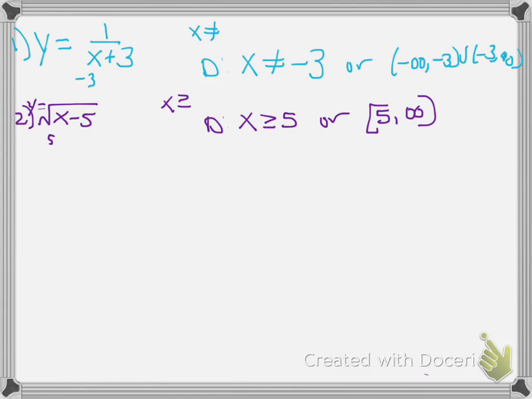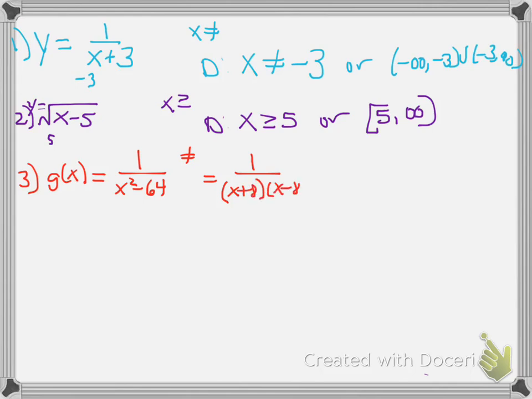Another one we can look at is, let's go with red, let's say g of x equals 1 over x squared minus 64. Here we have a fraction, so we know we're going to use a not equal to. However, we have a squared on the bottom, so we need to factor the bottom. So we're going to write this as 1 over x squared minus 64 factors to x plus 8, x minus 8. So we have two different things that make it 0.